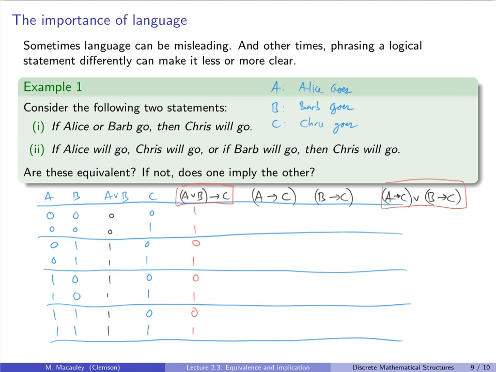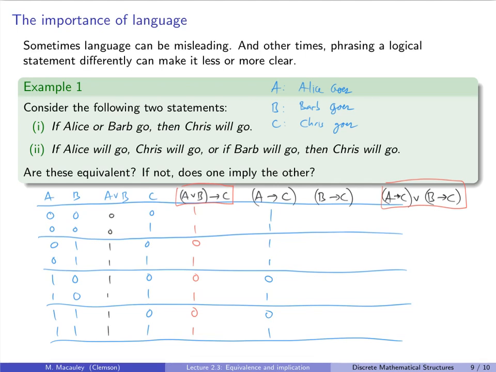So A implies C is going to be 1 in all entries except when A is 1 and C is 0. So let's see where that happens first. We have this entry right here, and this entry right here, and all of the other ones are going to be 1s. And similarly, B implies C is going to be 1s everywhere except where B is a 1 and C is 0. So that's going to be in this entry and that entry. So let's do those first. So this is going to be a 0.